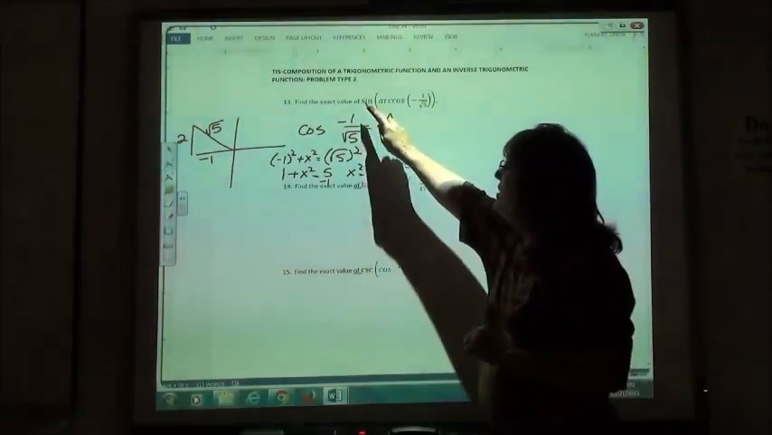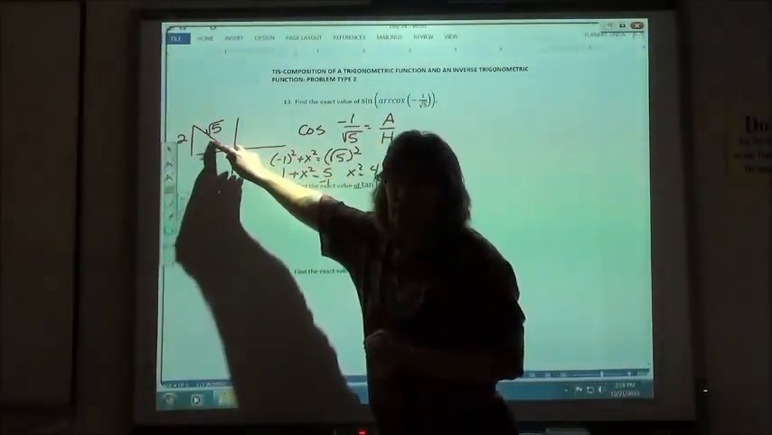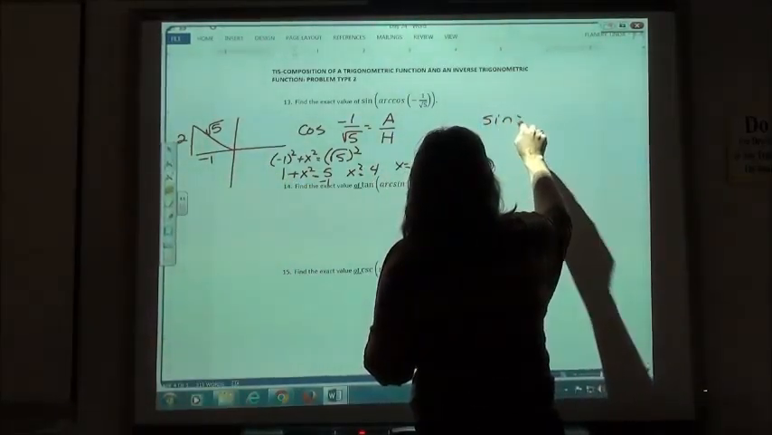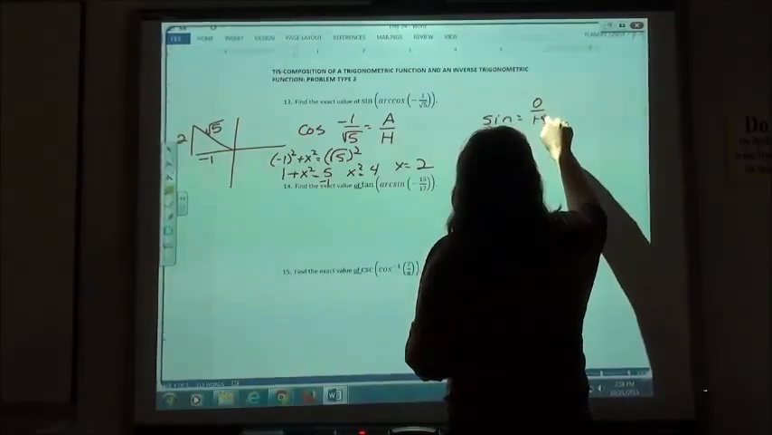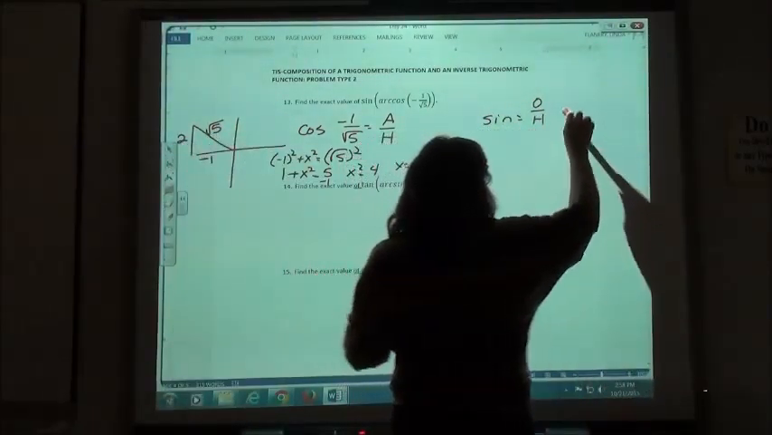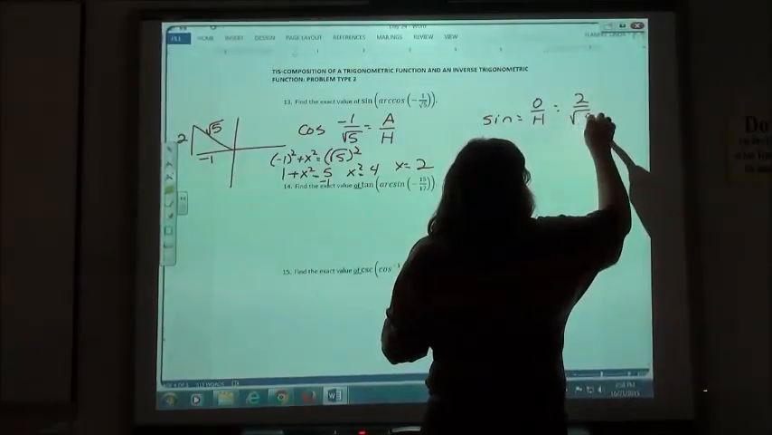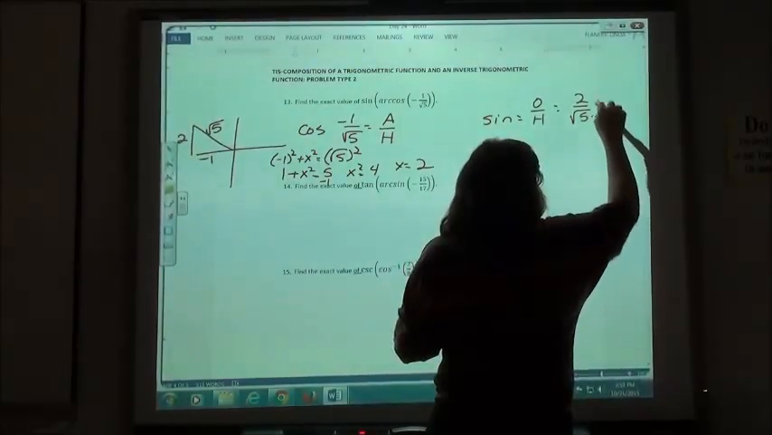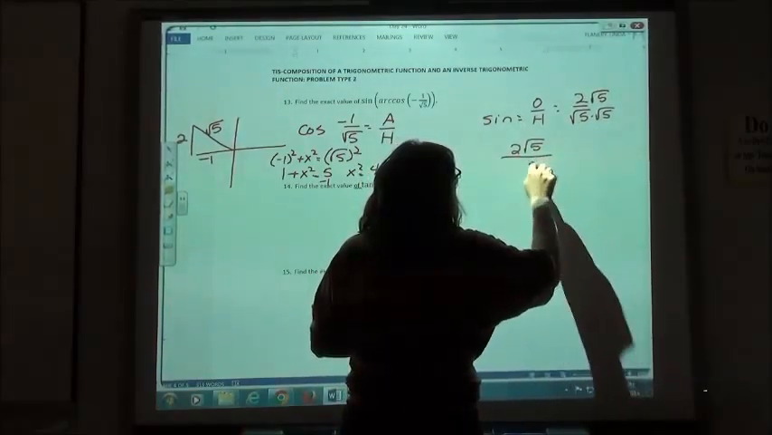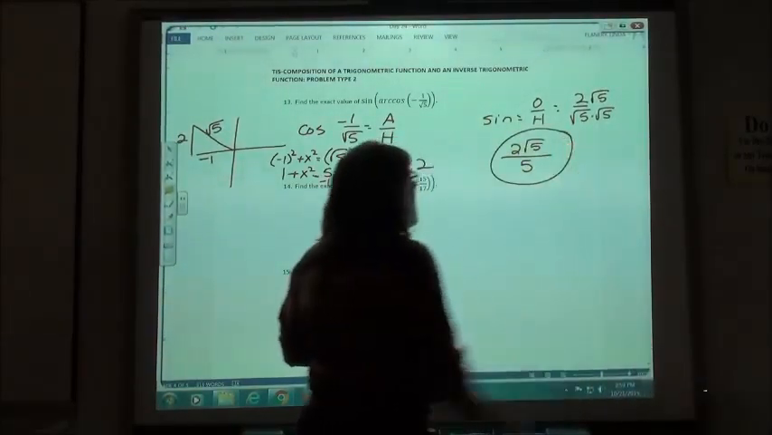Now I'm going to do the sine of my triangle that I have drawn over there. So my sine is my opposite over my hypotenuse, so I'm going to have 2 over the square root of 5. Of course, I have to rationalize that denominator, and so I get 2 square root of 5 over 5 for my answer.